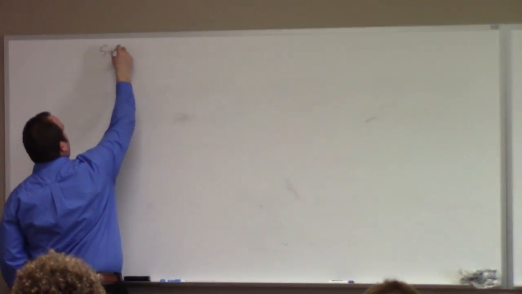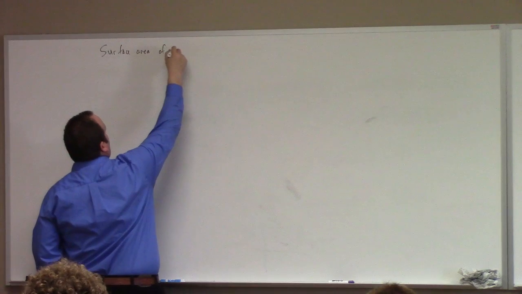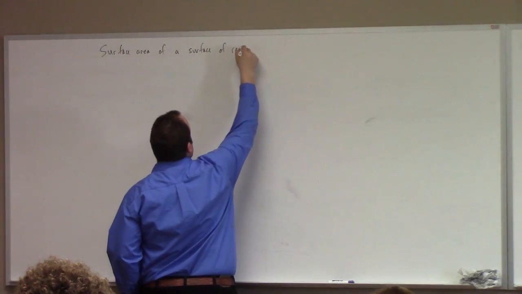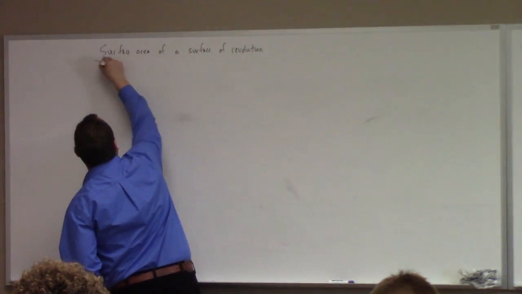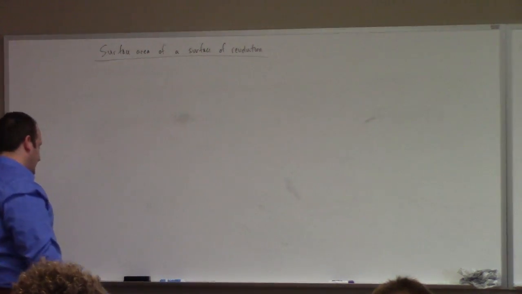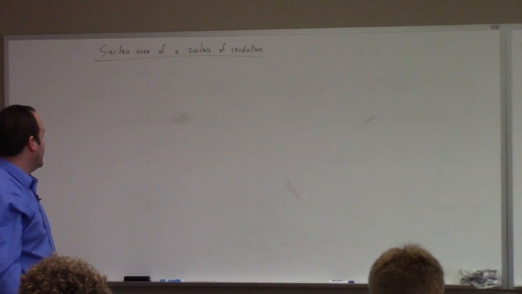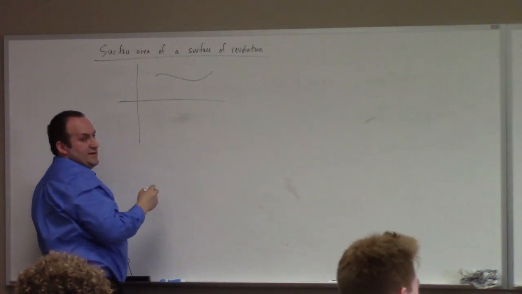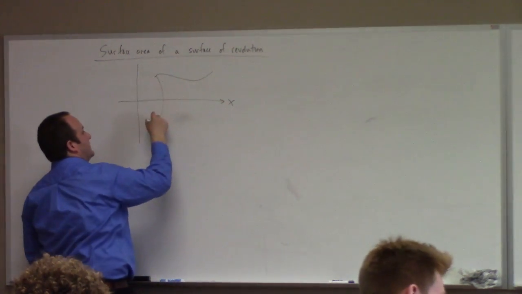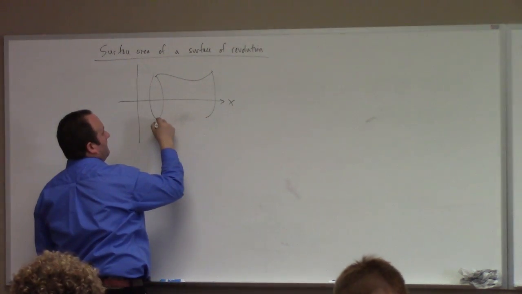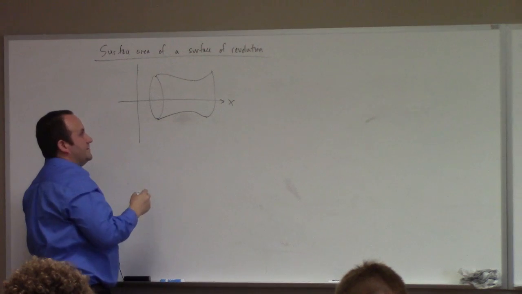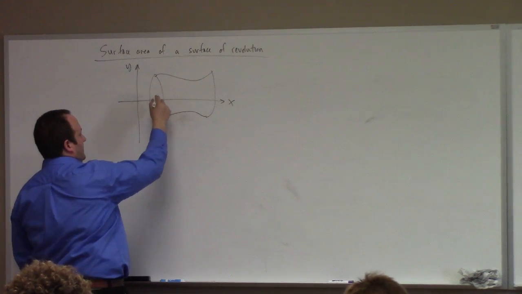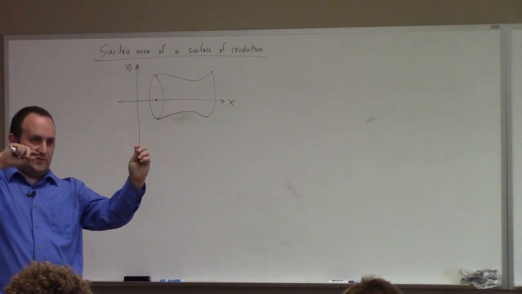Surface area of a surface of revolution. All right, and this is not revolution in the sense of Ron Paul or Bernie Sanders. This is revolution in the sense that you take a curve, like this one, and then you rotate that thing, like so. Something like that. So you're taking that curve and you're just rotating it around.